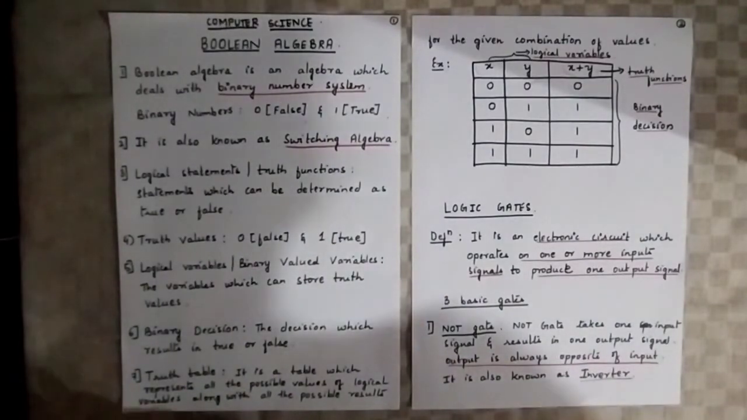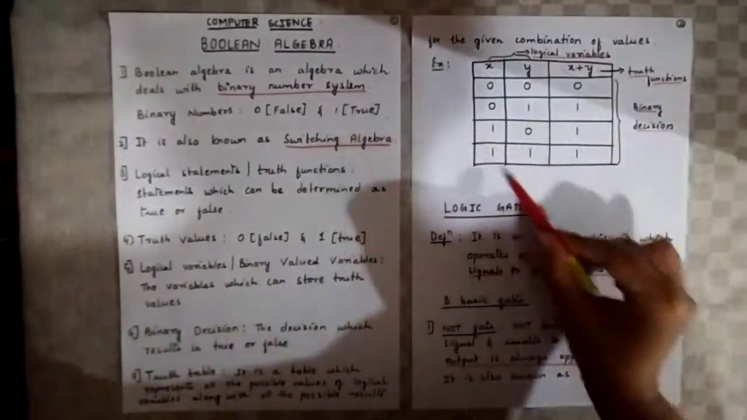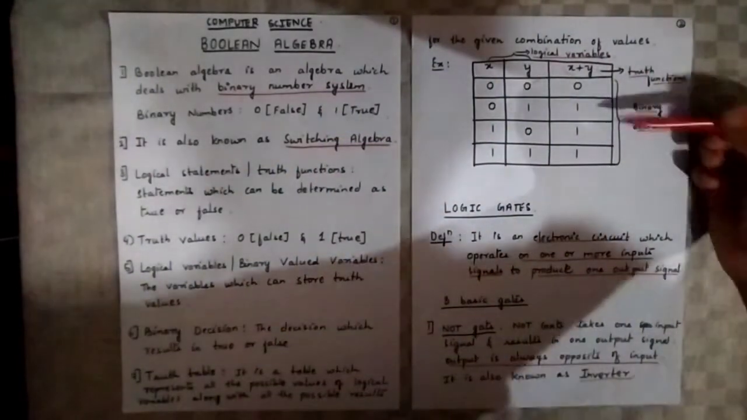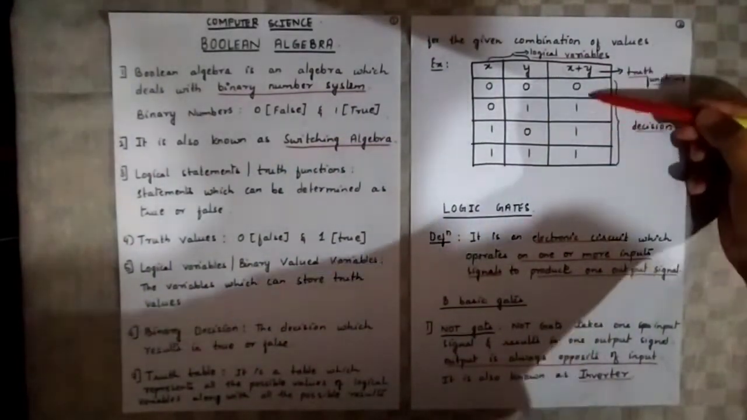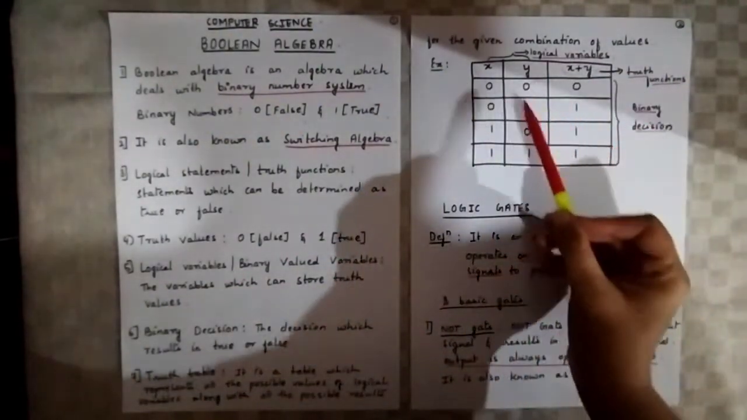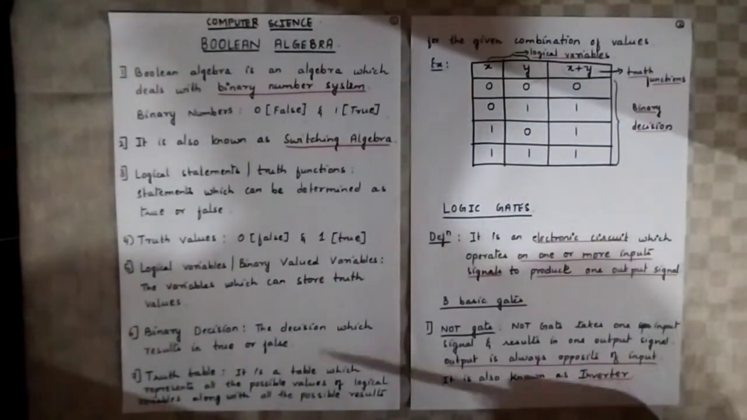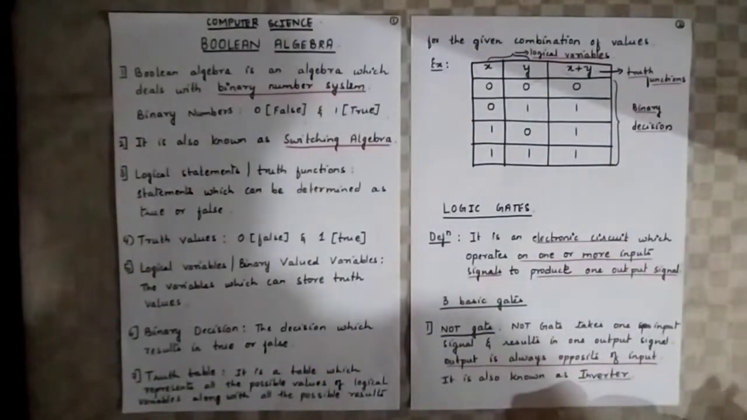Coming to the next term, it is binary decision. What is a binary decision? The decision which results in true or false. What is a decision? It is nothing but the final result. So any result or decision which is in terms of true or false is known as a binary decision. According to this table or example, you have these as results. They are nothing but your binary decisions, because whatever operation you perform on these values is going to return 0 and 1 again as a result. So it's termed as binary decision.